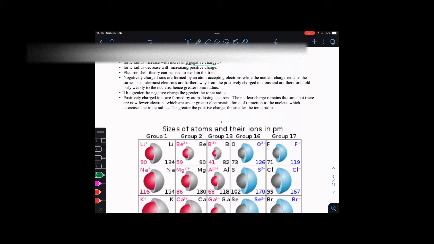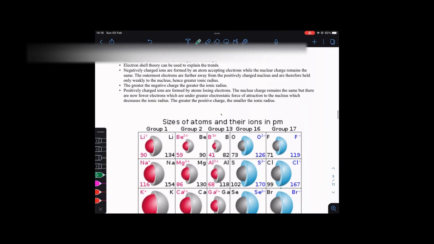So if negative charge increases, the ionic radius also increases. Why does that happen? If you see fluorine here, and oxygen, this is F minus and then O2 minus. O2 minus is 73 picometers, and this one is 71 picometers. So with increasing negative charges, the ionic radius increases.